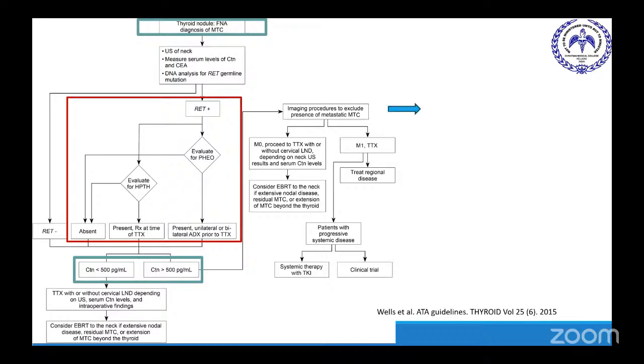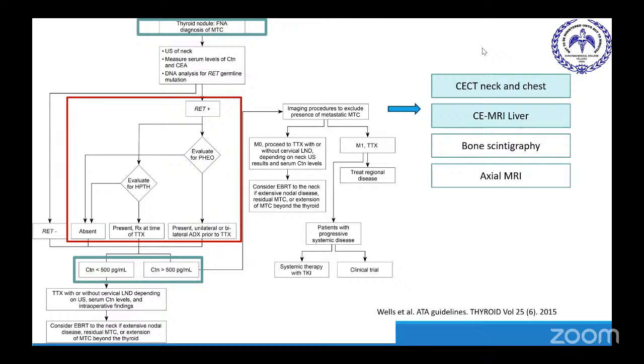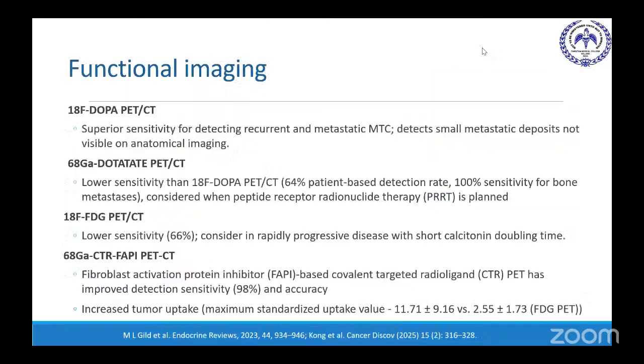So a CT of the neck and thorax is recommended. A contrast enhanced MRI of the liver, bone scintigraphy and axial MRI for bone metastasis are recommended. The original ATA guidelines did not suggest or recommend functional imaging. Later guidelines and studies have suggested the utility of functional imaging in picking up metastasis.